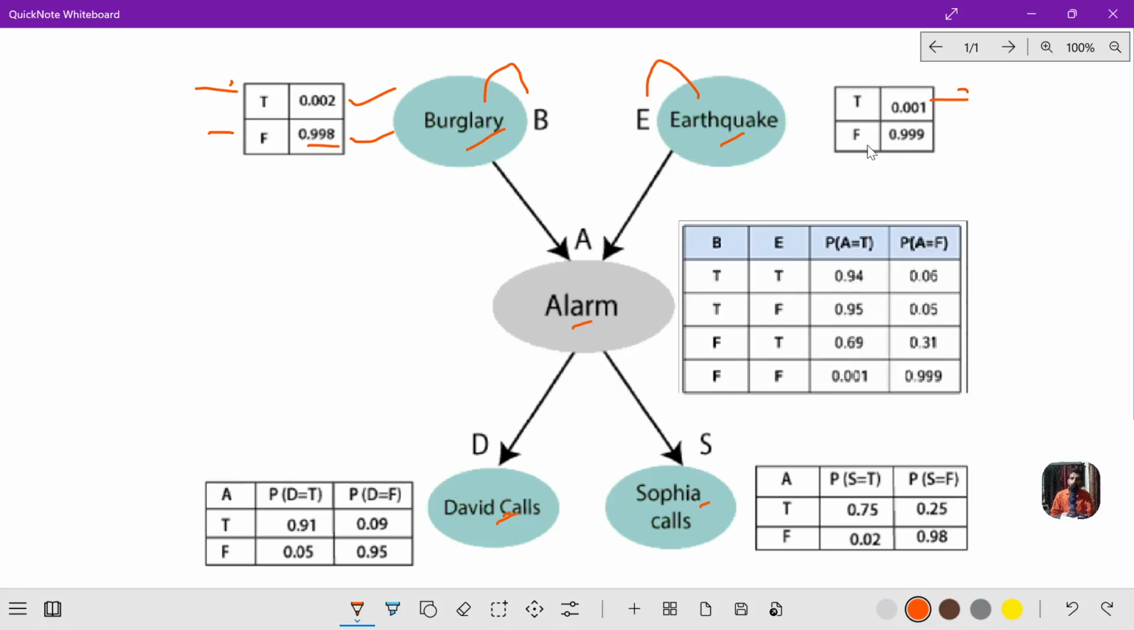So when it is false, what is going to happen? The probability is 0.999, meaning that earthquakes rarely happen.